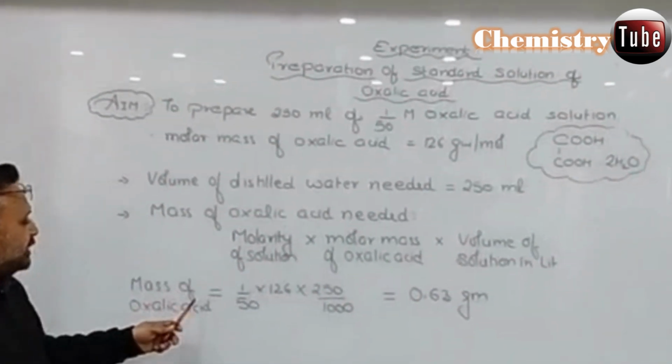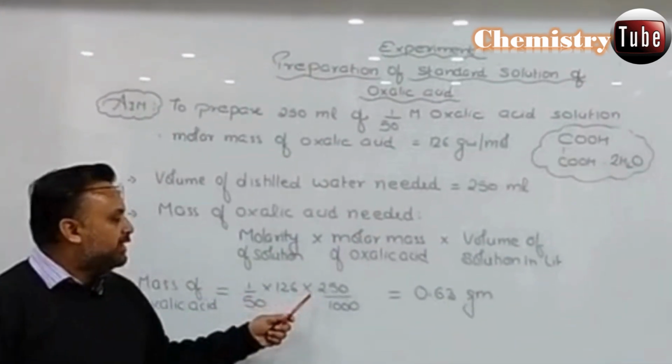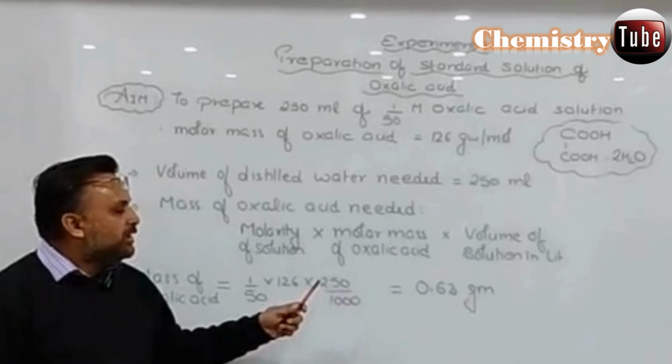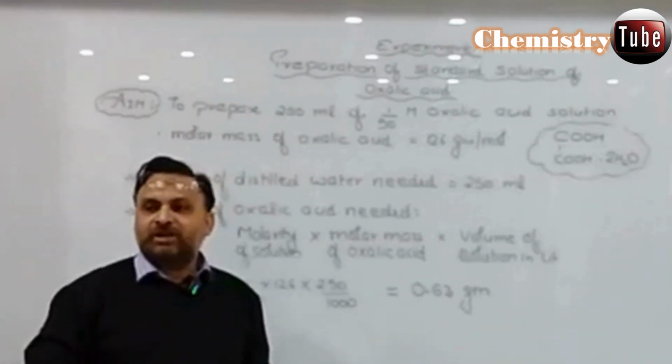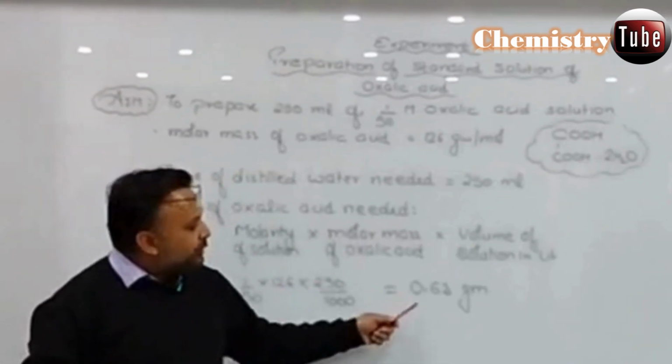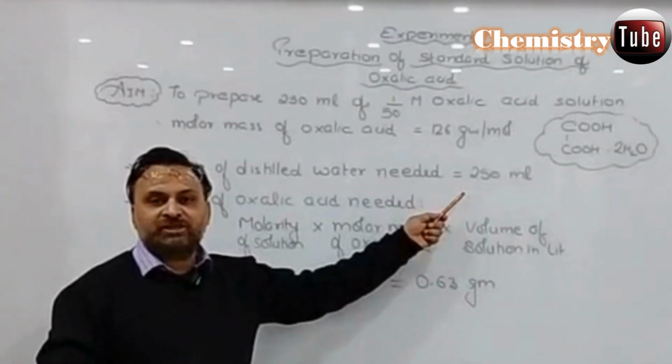Finally, the mass of oxalic acid required is equal to 1/50 into 126 multiplied by 250/1000. That comes out to be 0.63 gram. Now to prepare this solution, we will dissolve 0.63 gram of oxalic acid in exactly 250 ml of distilled water.